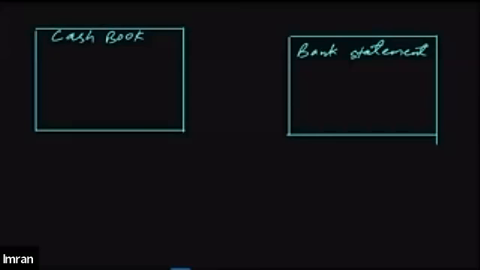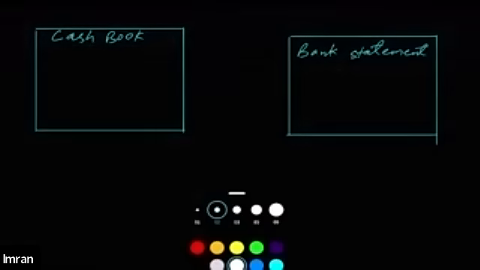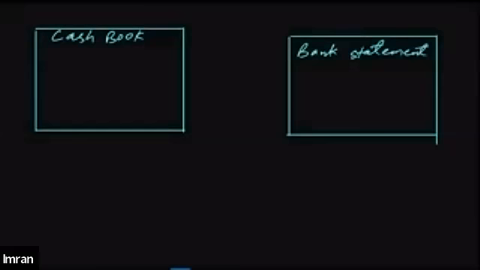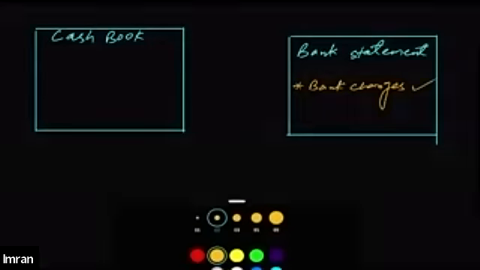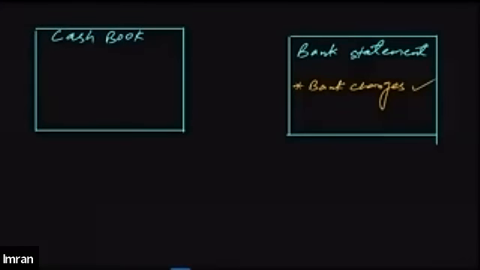Okay, so what I was saying is, let's suppose this is a bank statement and there is a cash book. When bank charges are charged by the bank, tell me whether this particular transaction has been recorded in the bank statement or not. Since the bank deducts the bank charges, the bank must have subtracted the amount and recorded it in the passbook. So bank charges must have been recorded in the bank statement. The bank has made the deduction and reduced the balance, right?